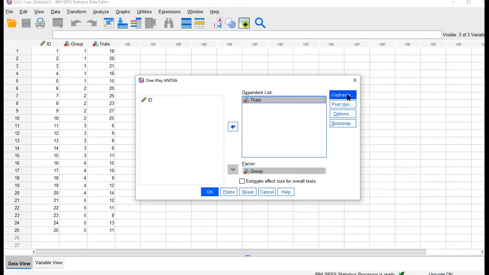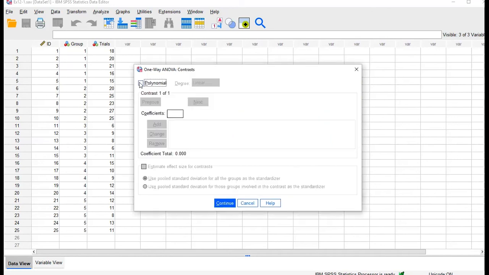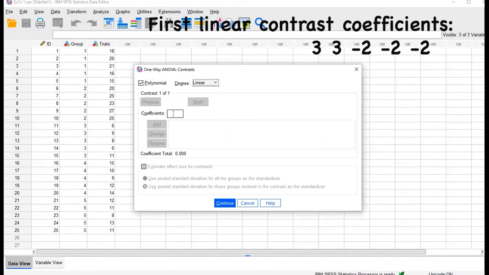And we need to add contrasts. So click Polynomial and Linear today. We need to put in the coefficients. My first coefficient set is 3, 3, negative 2, negative 2, negative 2, as I showed before. So 3, add, 3, add, negative 2, add, negative 2, add, negative 2, add.